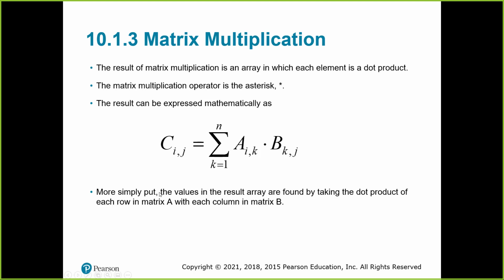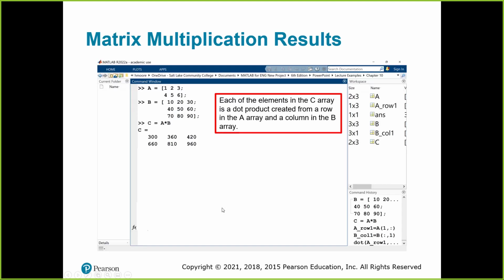Okay, so more puts in the values and the result are found by taking a dot product of each row in matrix A with each column in matrix B. And we'll show you that here in just a second. So each entry in C is a dot product from the row and column.